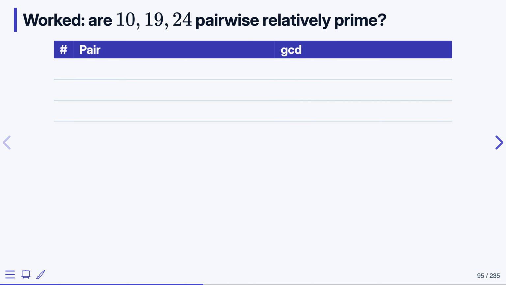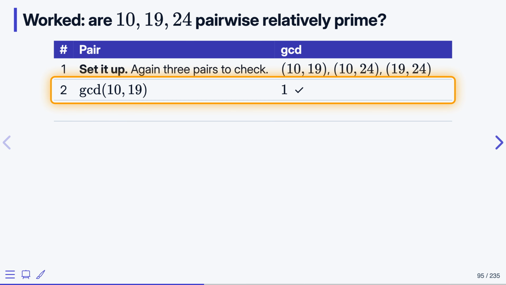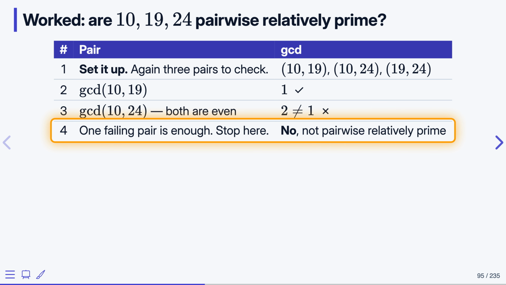Now a list that fails. Step 1, set it up. Again 3 pairs: 10 and 19, 10 and 24, 19 and 24. Step 2, the greatest common divisor of 10 and 19 is 1. Fine so far. Step 3, now 10 and 24, both are even, so 2 divides both. Their greatest common divisor is 2, not 1. This pair fails. Step 4, one failing pair is enough to break the whole list. We can stop right there. So 10, 19, and 24 are not pairwise relatively prime.